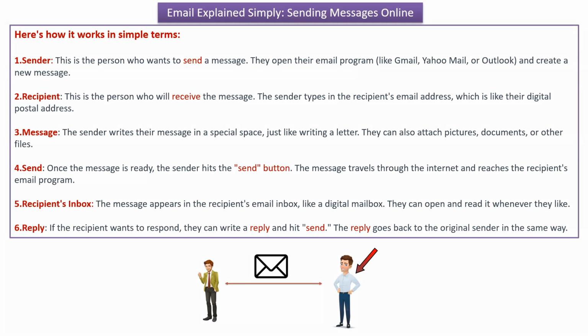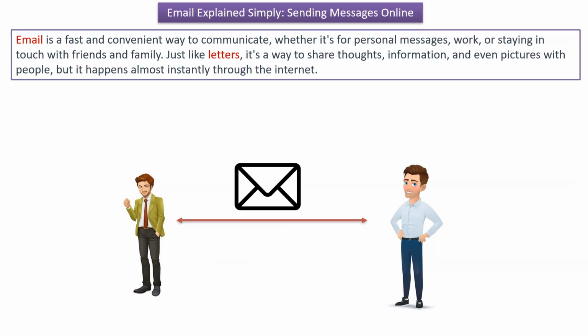Sixth one is reply. If the recipient wants to respond, the recipient can write the reply and hit the send button. The reply goes back to the original sender in the same way. Email is a fast and convenient way to communicate, whether it is for personal messages, work related messages, or staying in touch with friends and family. Just like letters, email is a way to share thoughts, information, and even pictures with people. But it happens almost instantly through the internet.